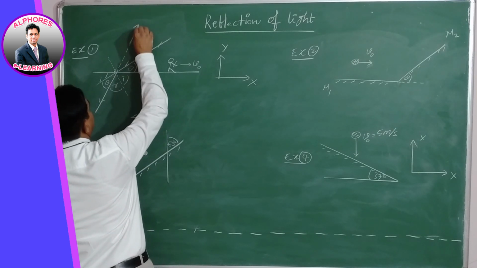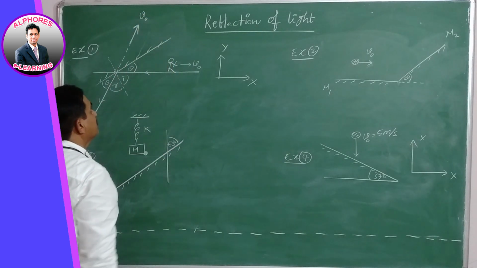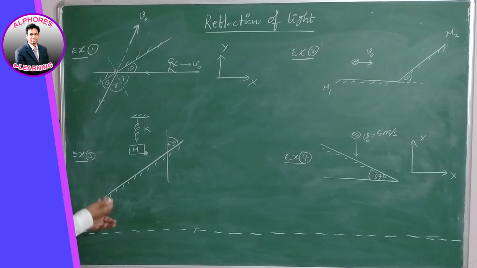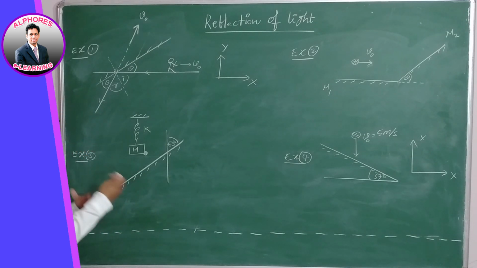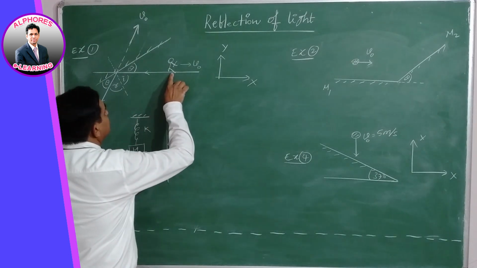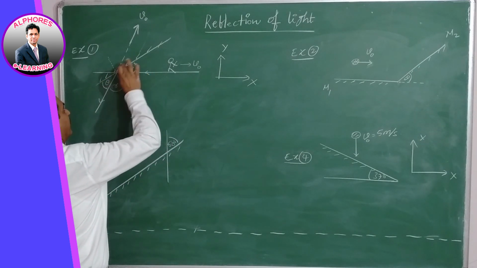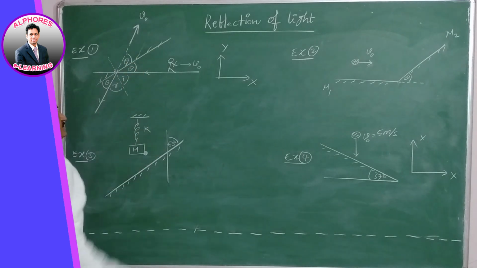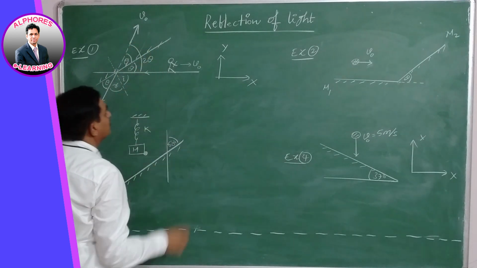Right, this is the speed of the image. What is that? V0, because the mirror is stationary. For a stationary mirror, whatever the speed with which the object is moving, the same speed is attained by the image in the plane mirror, right? So here this is V0 and here angle theta, and the corresponding angle is also theta. Now as a whole, this total angle is 2 theta.